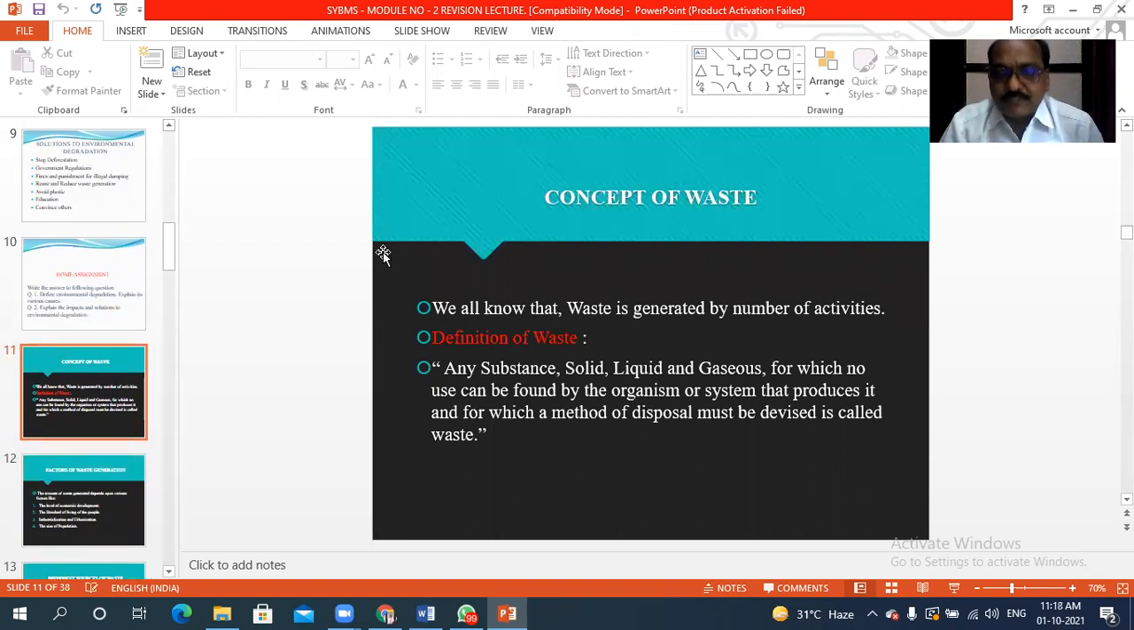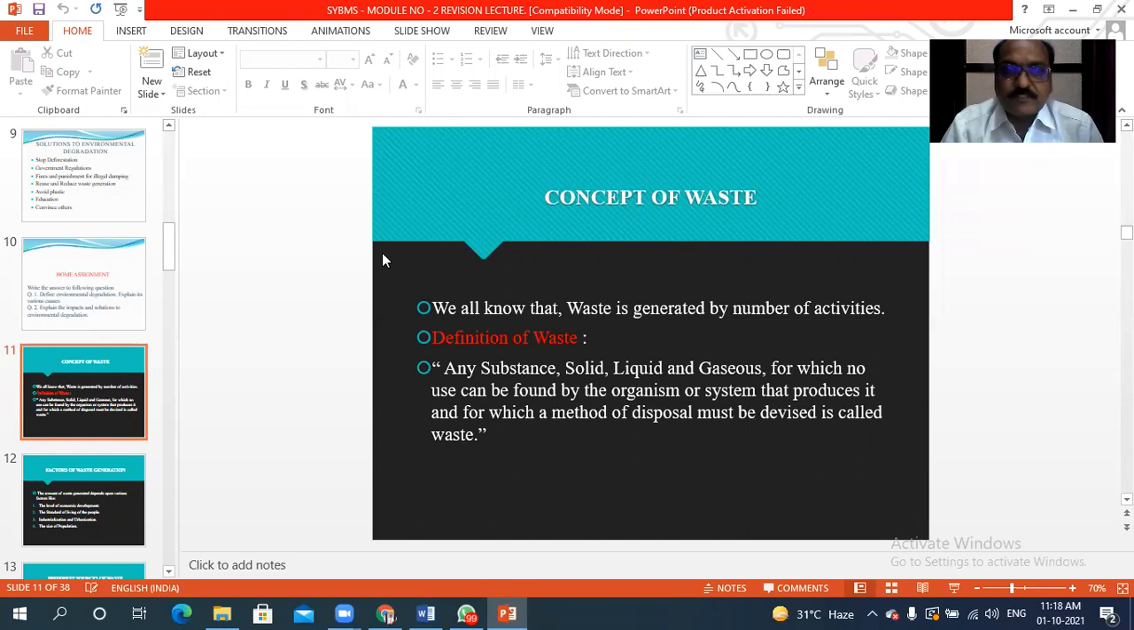concept of waste. So this is another point in module number 2. Okay. So dear students, we all know that waste is generated by a number of activities practiced by the human population. Before discussing the different kinds of waste, first you try to understand what is waste.